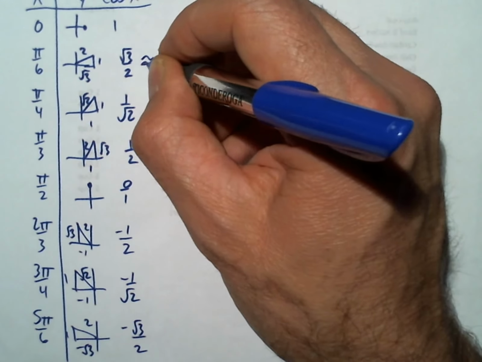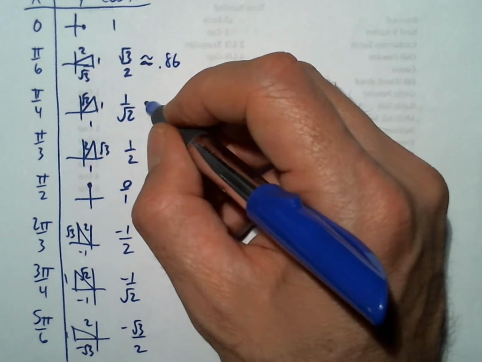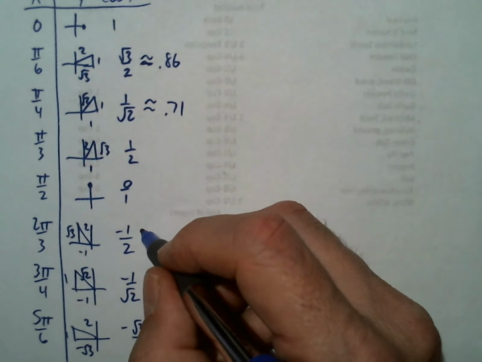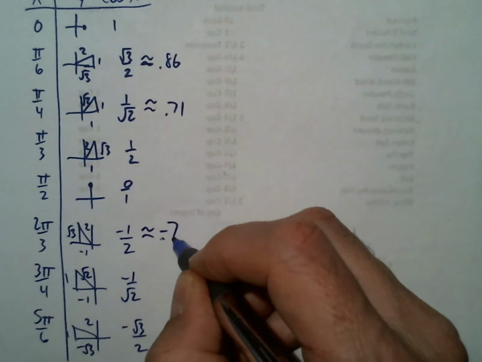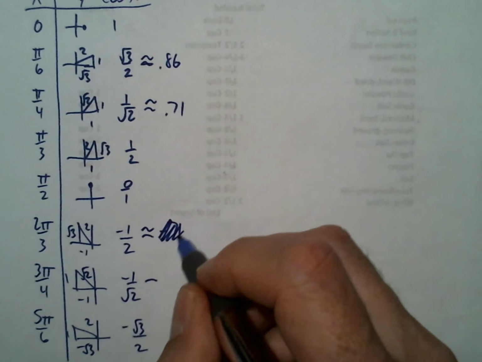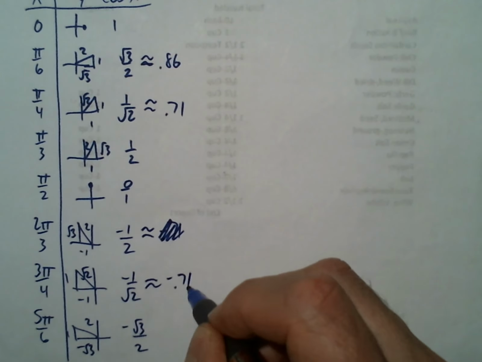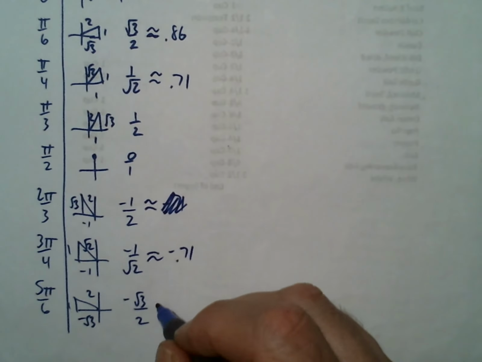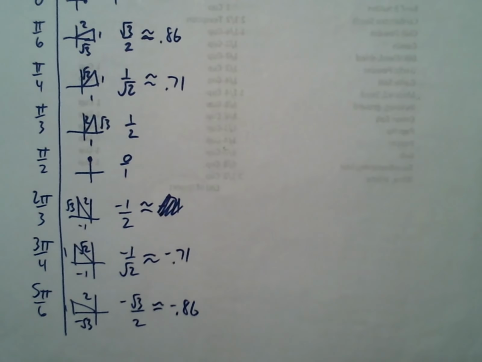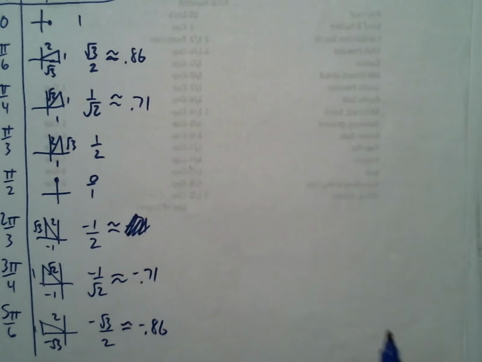About 0.86. 1 over radical 2, 0.71. Negative 0.71. And negative 0.86. Let's see what the graph looks like.